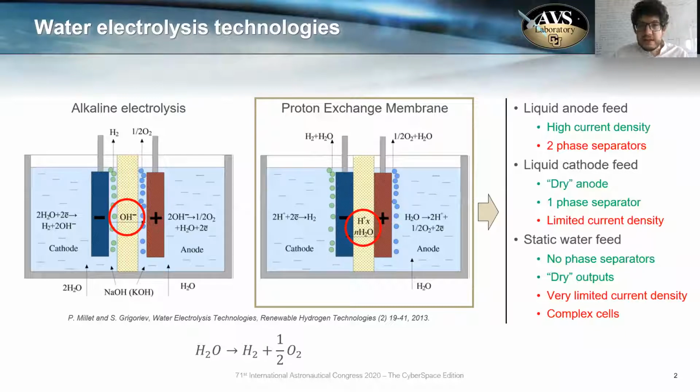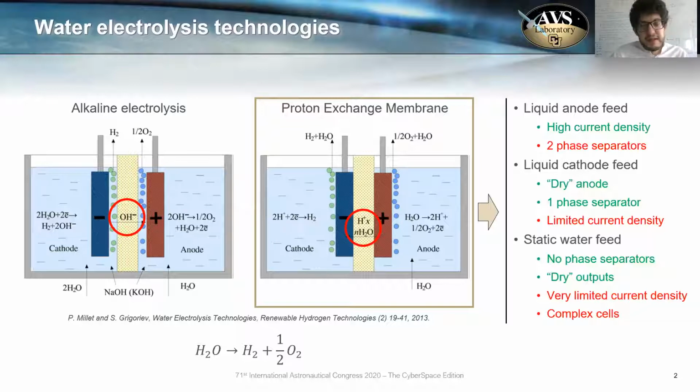Normally, proton exchange membranes are preferred for space applications because the membrane prevents the instantaneous and exothermic recombination of hydrogen and oxygen into water, and then it is safer for space applications. There are three main ways to operate a proton exchange membrane. These are liquid anode, liquid cathode, and a static water feed.